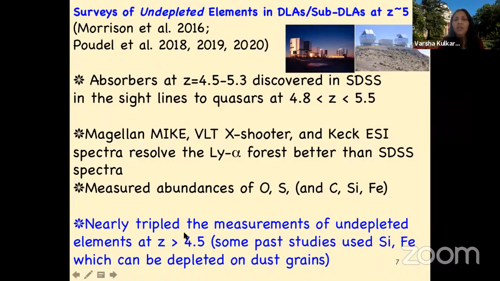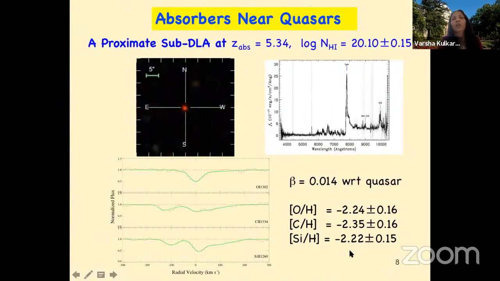And with this, we measured the abundances of the undepleted elements, oxygen, sulfur, and also some other elements like carbon and silicon, and sometimes also iron. And so we've nearly tripled the measurements of undepleted elements at redshifts greater than 4.5. And this is useful because some of the past studies use those elements that can be depleted on dust. So let me now talk about what we find, first of all, for absorbers near the quasars from these studies.